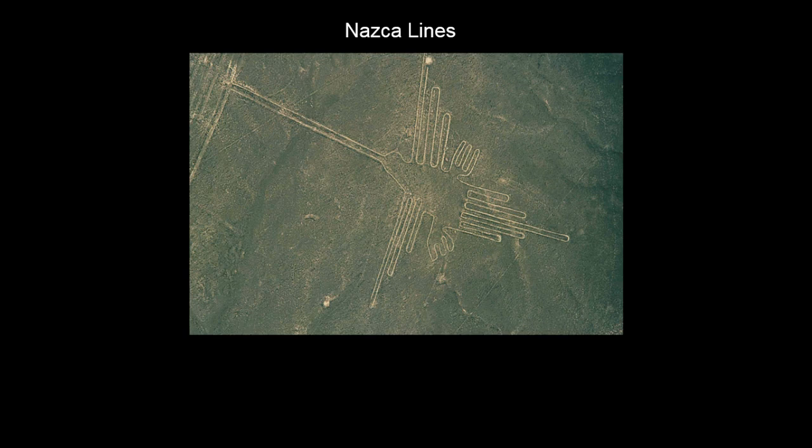But if you were to fly over the Nazca Valley and look down, you would see the famous Nazca lines. These lines stretch all over the plains of the Nazca Valley, and as you can see, form distinct shapes. This is a hummingbird. And these lines were made around 500 to 600 AD, almost certainly created by the Nazca Indians, who flourished in this area from about 200 BC to 600 AD.